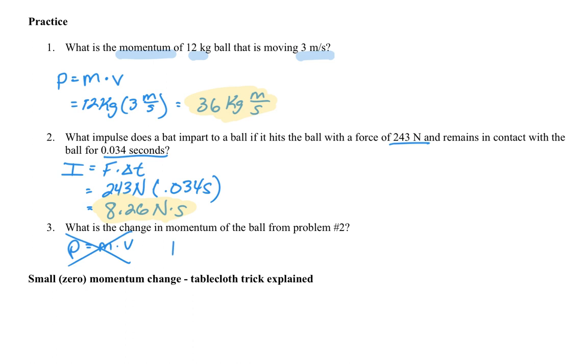But looking back at your equations from the previous page, you see another equation. You see that impulse is equal to a change in momentum. Well, I know the impulse. So I already know the change in momentum because it has to be the same as the impulse. It's 8.26 newton seconds.